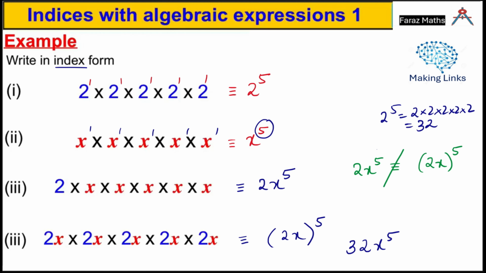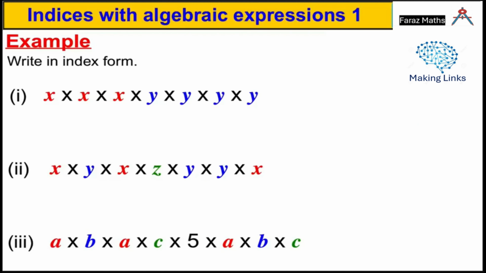Okay, coming to the next, write it in the index form. So here we have x times x times x, that is x cube. Then how many y's we have? 1, 2, 3, 4. Y to the power of 4. Here you have to count x. How many x we have? 3. X raised to the power of 3. And how many y's we have? 1, 2, 3. Y cube. And how many z's we have? Only one z is here.